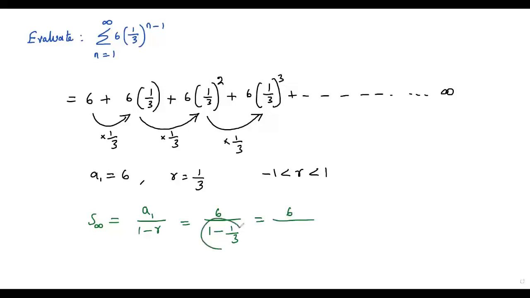To simplify this, I multiply the integer 1 by the denominator of the fraction, 3, and take 3 as a common denominator. That is 3 minus 1 over 3, which is 2 over 3. I write the numerator as it is, change the division to multiplication, and take the reciprocal of 2 over 3, which is 3 over 2. 2 goes into 2 once, and 2 goes into 6 thrice, so 3 times 3 becomes 9. Now I've evaluated the given infinite geometric series. Its value is 9.